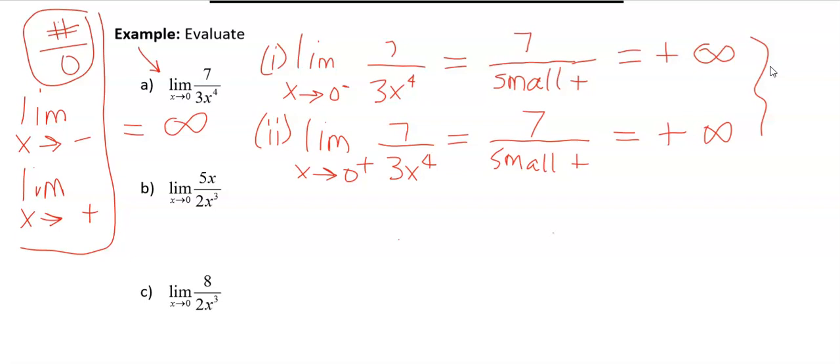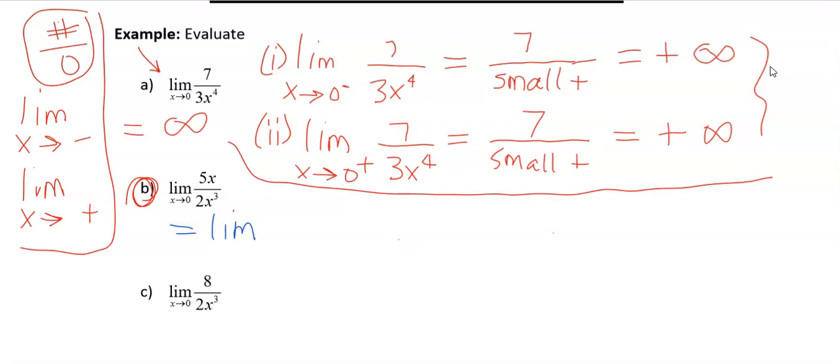All right. For B, I'm going to suggest that what you do there is simplify this one first. Let me just put a line under that. For B, simplify this into the limit as x approaches 0.